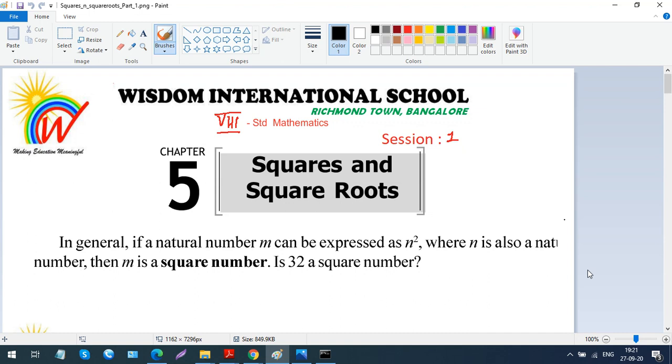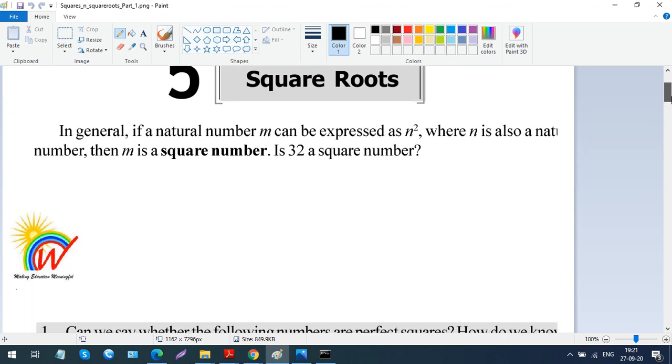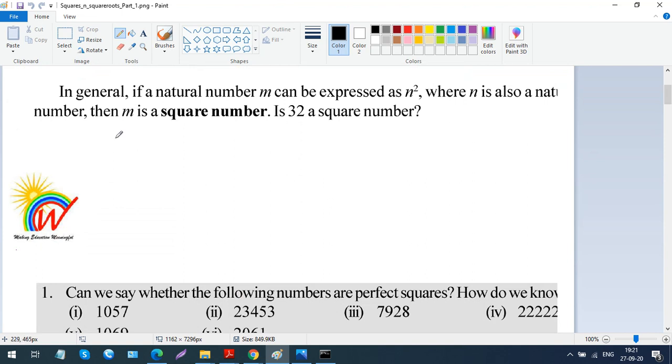So we are going to start a new chapter, squares and square roots. First you must have heard about this word squares. So first let's look at squares. If I say 2 square, you know what it means, right? 2 square is actually multiplying 2 twice, isn't it? So 2 square is going to be 2 into 2, which is 4.